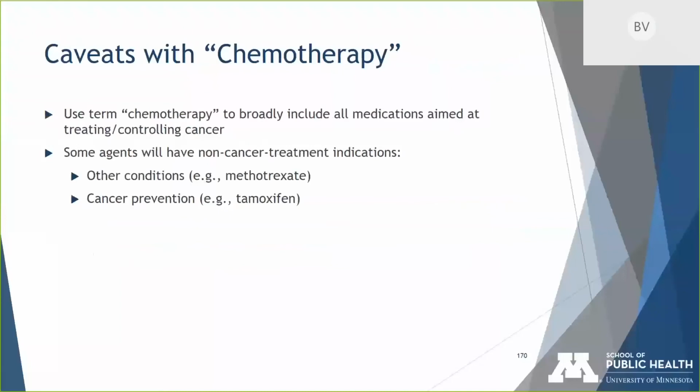There are a number of caveats with chemotherapy. Throughout this discussion, we'll be using this term very broadly to include all medications that are aimed at treating or controlling cancer. Please note that there are some agents that do have non-cancer treatment indications, and so you'll need to decide, as an example, methotrexate could be used for treating other conditions. There's also the use of tamoxifen for cancer prevention. So you'll need to decide whether or not you include those particular agents in your study.